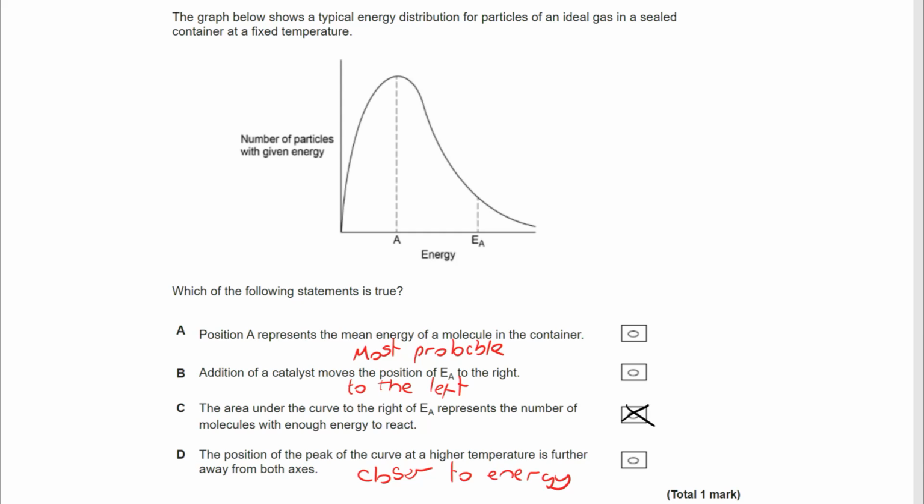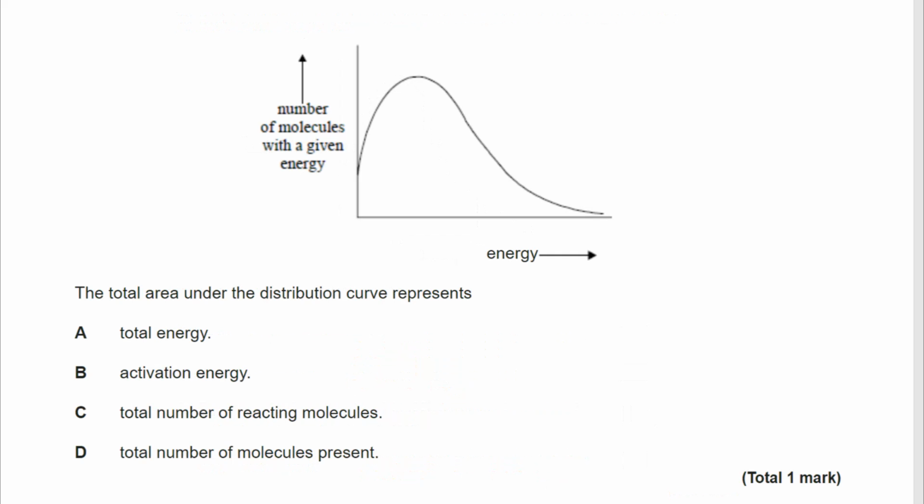And that takes us to the correct answer, C. The area under the curve to the right of the activation energy represents the number of molecules with enough energy to react. If we know the total area is representing total number of particles, then that portion of the area to the right of the activation energy certainly does represent that proportion of molecules and therefore the number of molecules that could react. Final question.